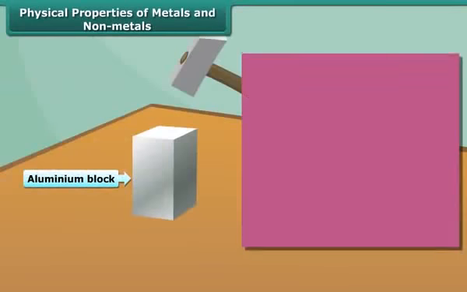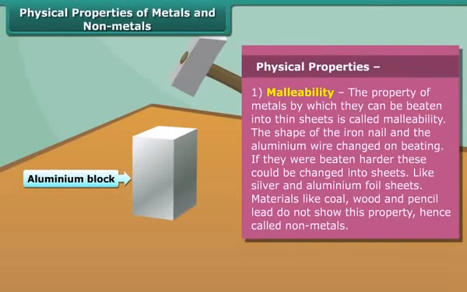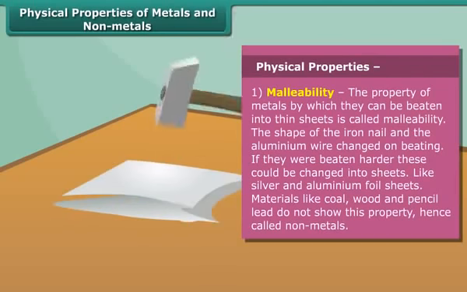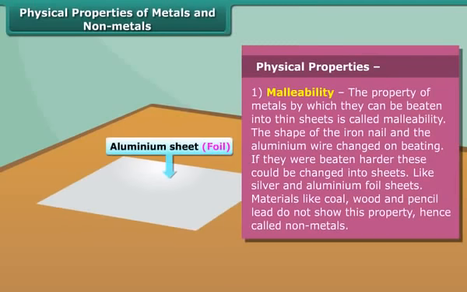At first, we know about the physical properties. The first property of metal is its malleability. By this property, the metals can be beaten into thin sheets. Non-metals don't show this property.